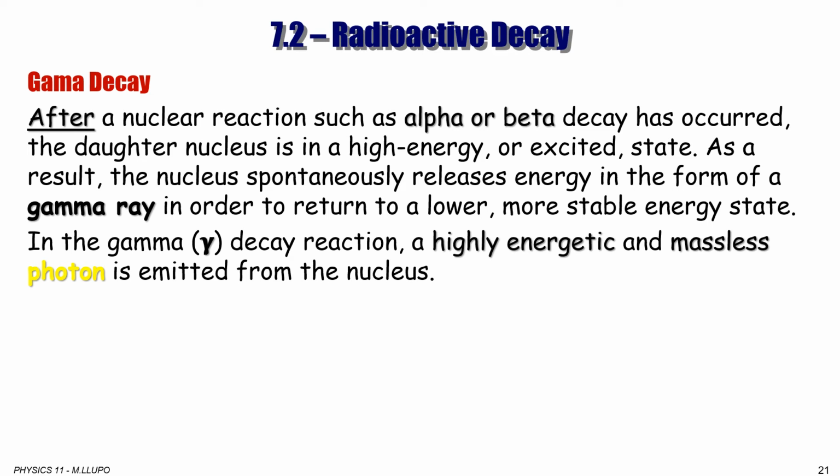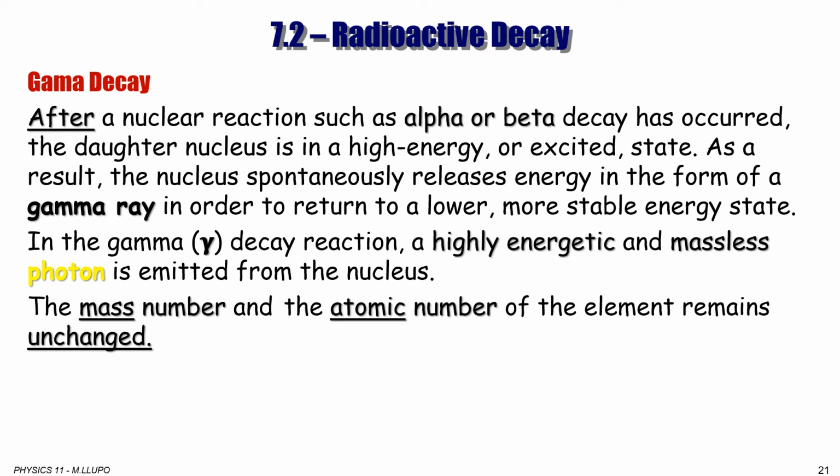So in a gamma decay reaction, the highly energetic, massless and chargeless photon is emitted from the nucleus. Massless and chargeless means the mass is not changing and the charge, or number of protons, is not changing. So the element remains unchanged. However, that energy is released so that the element is in a stable energy level.